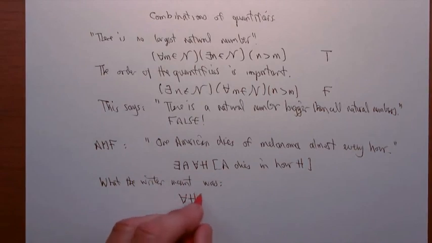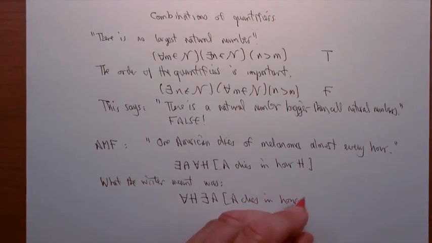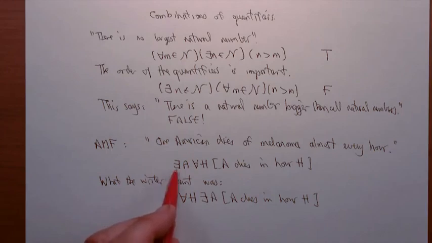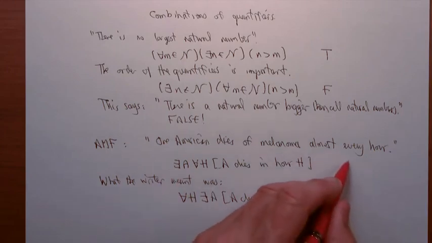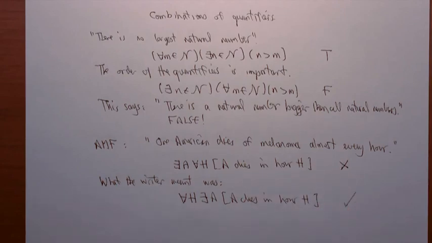For every hour there is an American such that A dies in hour H. It will be different Americans for different hours. Now, as I mentioned earlier, in the case of everyday English, these are almost never a problem. Everyone understands the context, we know what's meant, we know that this one is not meant because this is clearly wrong, we know that that one's the one that's meant.